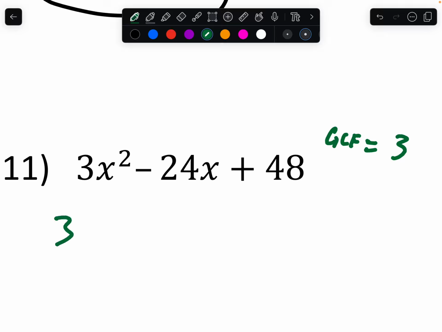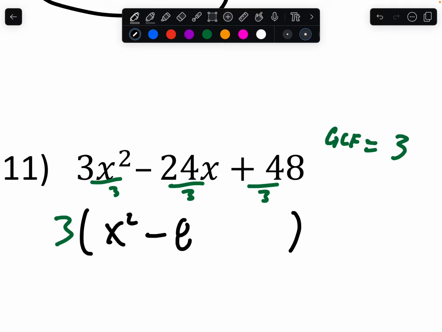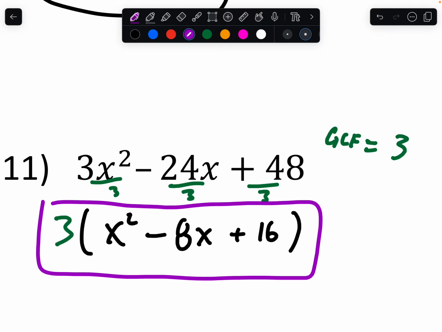So I'd say 3 times. Again, I can write it as divide by 3, divide by 3, divide by 3 if that helps. And 3x squared divided by 3 is just x squared. And then negative 24 divided by 3 is negative 8 and still has an x. And then 48 divided by 3 is 16. And that would be it. That's all I can do. Notice how these all do not share something. So I know that I took out everything I could.